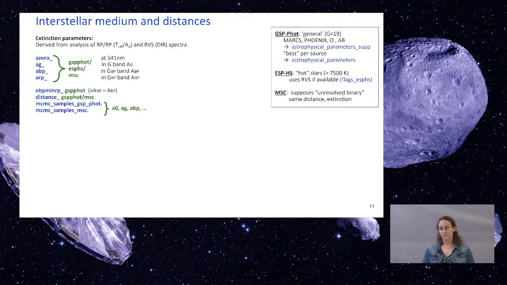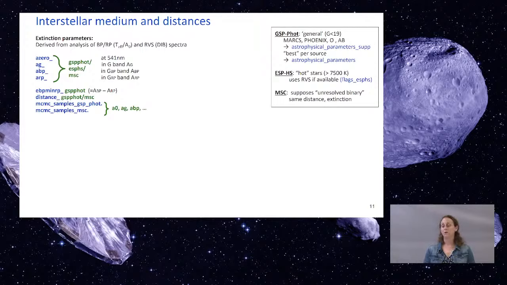Now let's move on to the interstellar medium and distances. The extinction parameters are derived from the analysis of the BP and the RP spectra, and as I mentioned before, this of course can be correlated with effective temperature. It's also derived from the RVS through the diffuse interstellar band analysis. The parameters that you will find in the archive are A0, AG, ABP, and ARP, which are all the extinctions in several bands, except for the A0, which is the one that's defined at 541 nanometers.